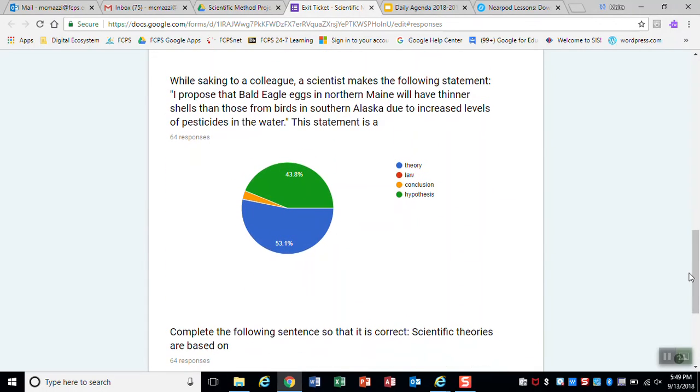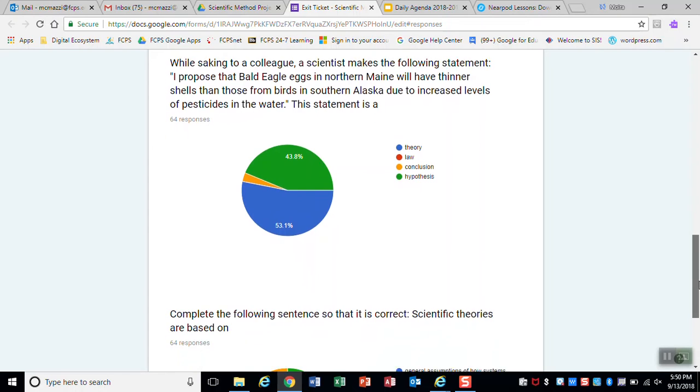All right, second question. A colleague tells you, I propose that bald eagle eggs in northern Maine will have thinner shells than those from birds in southern Alaska due to increased levels of pesticides in the water. This statement is a hypothesis. This is a hypothesis because it's a prediction. There's no data attached. He didn't say he did an experiment yet. It's not a theory. Definitely not a law. It's not a conclusion because he hasn't done any work on it. So the correct answer on this is a hypothesis.